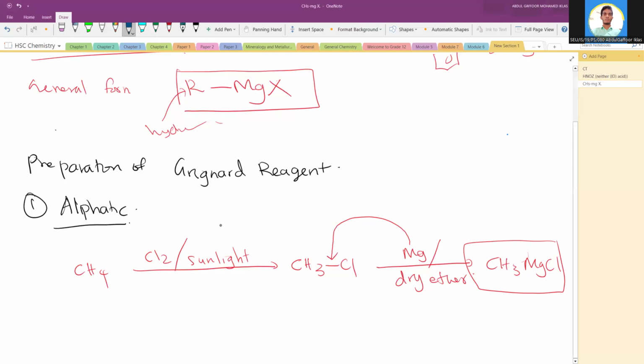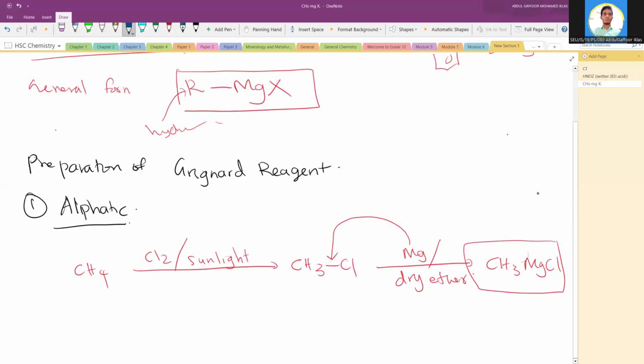So can you describe how aliphatic Grignard reagent is formed? You react an alkane in the presence of sunlight with chlorine, and then from there you react it with magnesium and dry ether. Not ester, ether. You will have CH3MgCl.